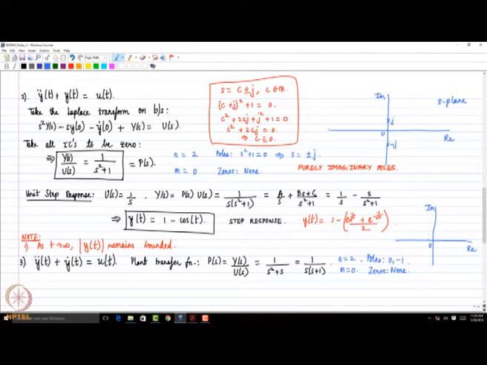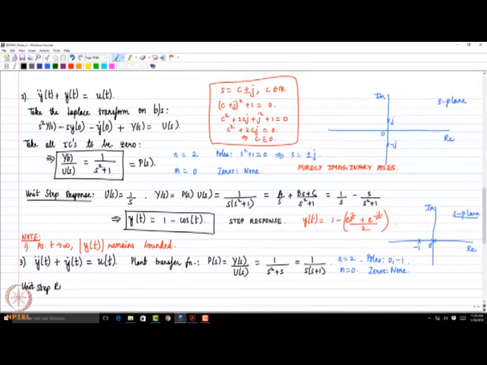So where are my poles here in this example? In the S plane, I have a pole at the origin, I have a pole at minus 1. Okay, so these are my 2 poles. So please find the unit step response and let me know what do you get.